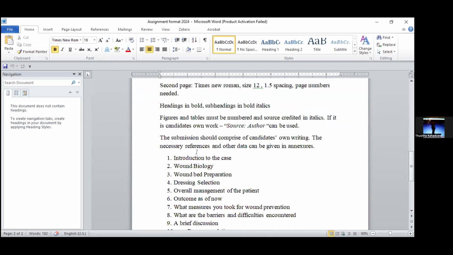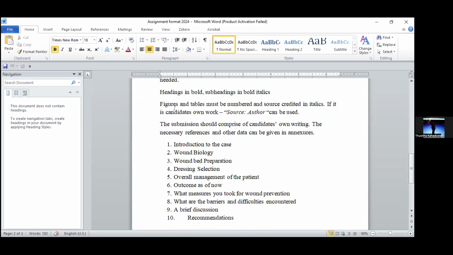So that's why all the figures and tables must be numbered and source credited in italics. So that's how to do it in scientific literature. And submission should comprise of candidate's own writing. That is what we prefer.